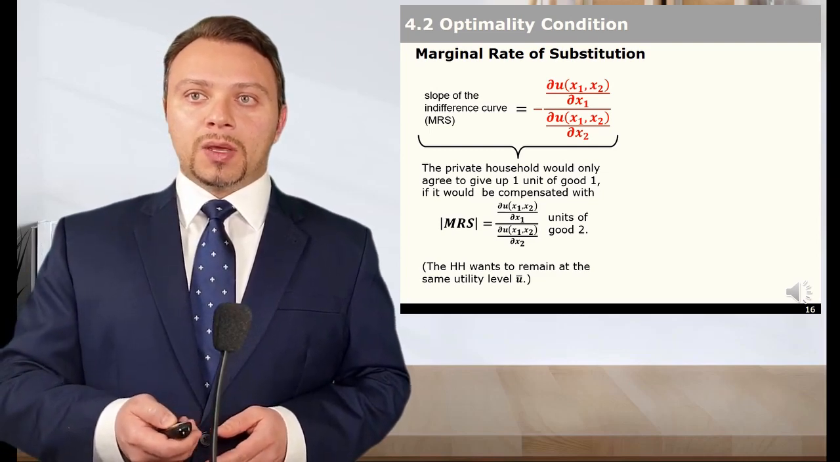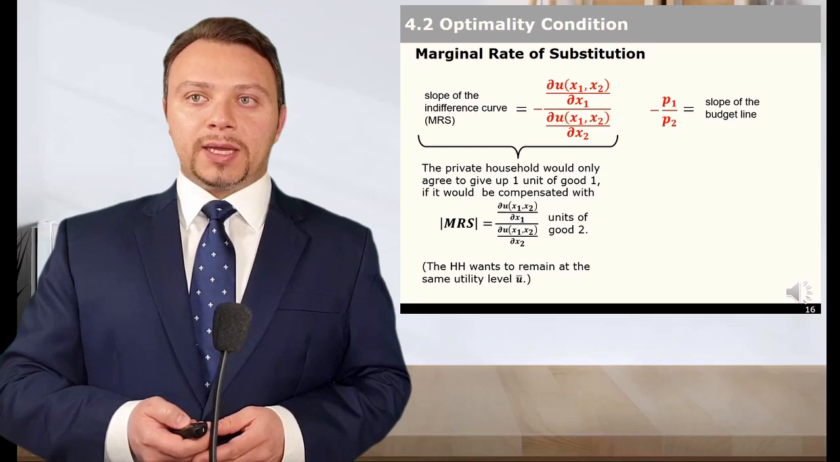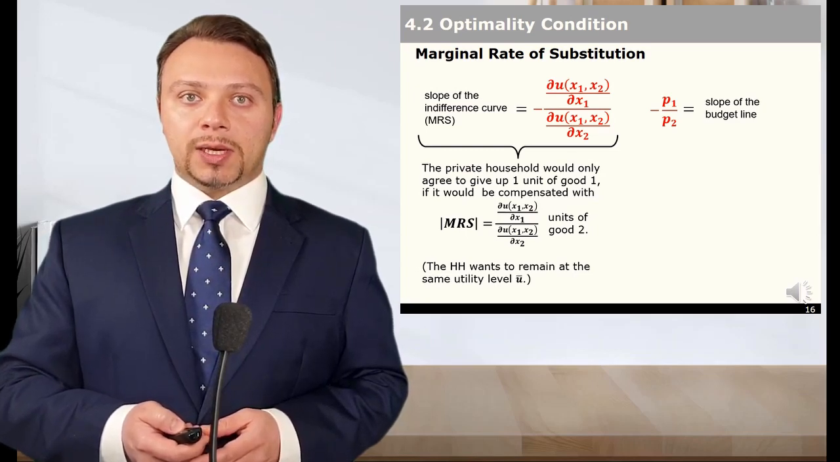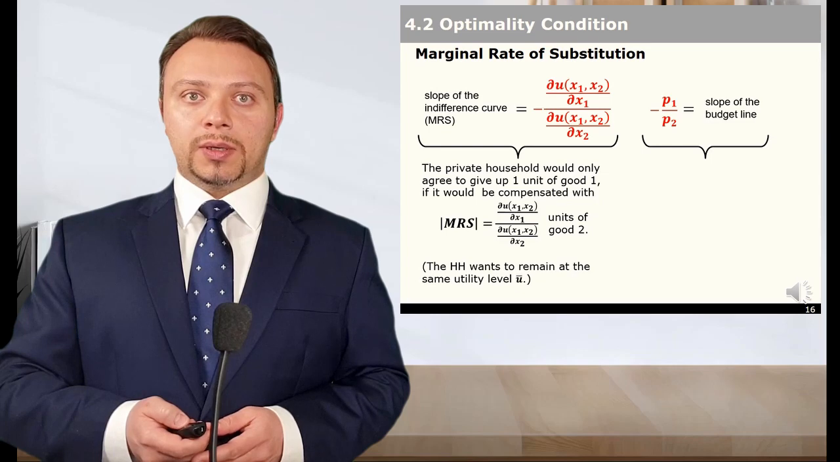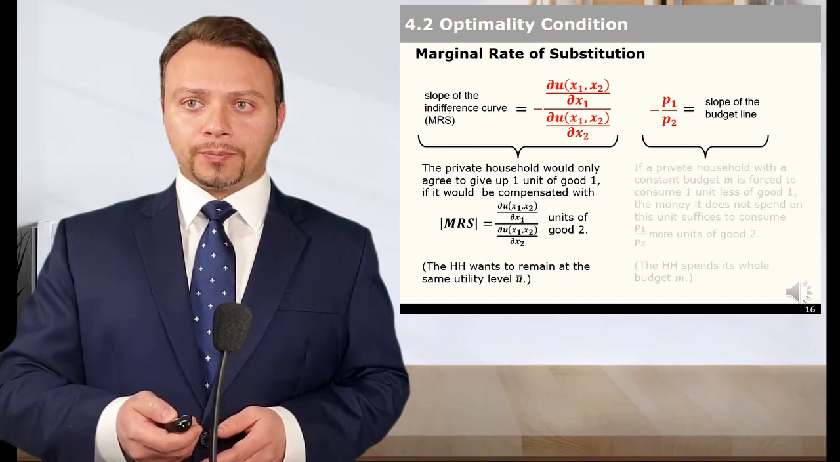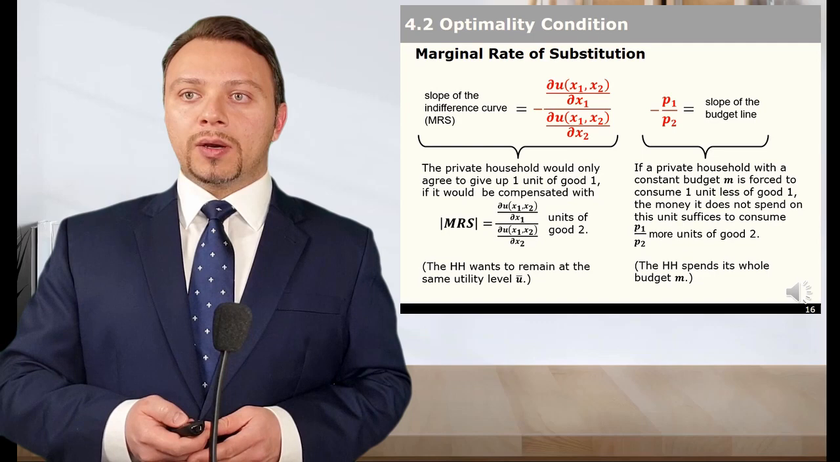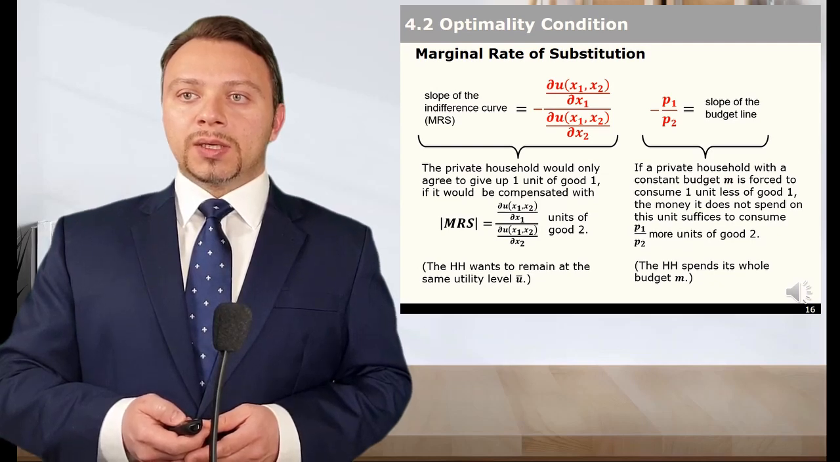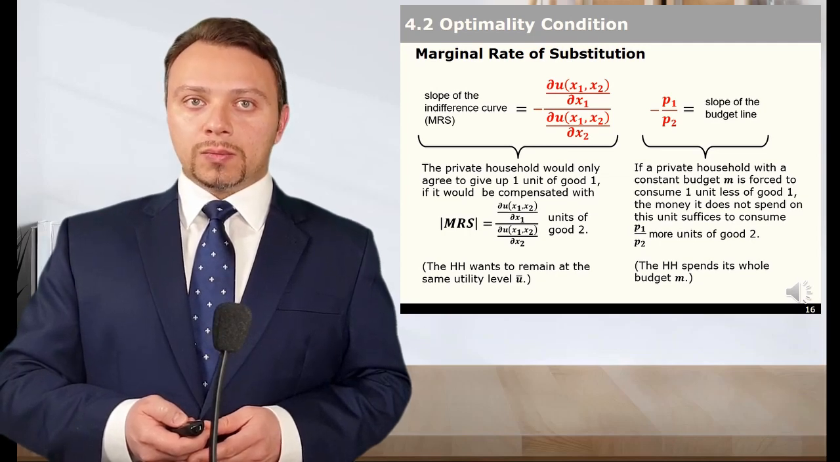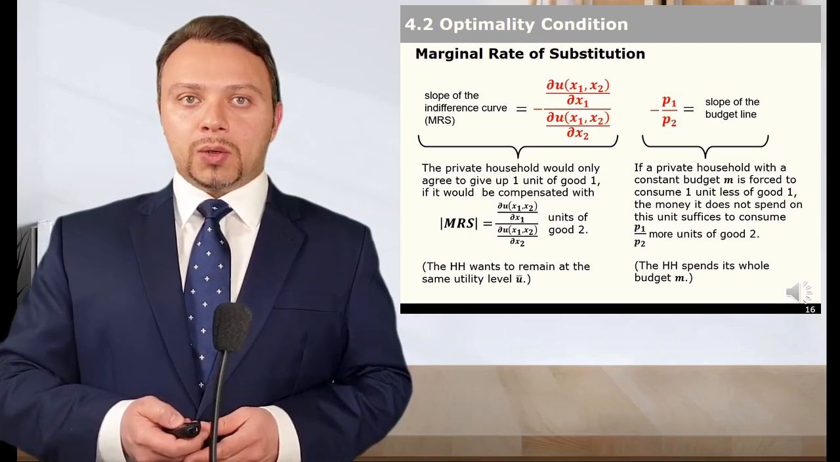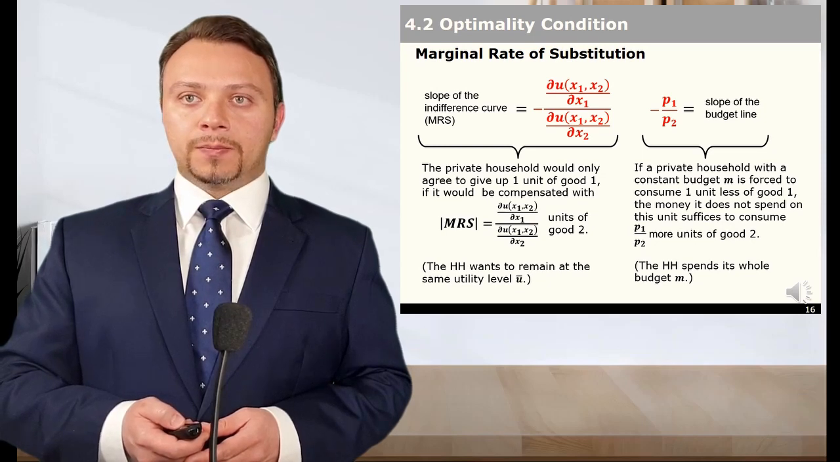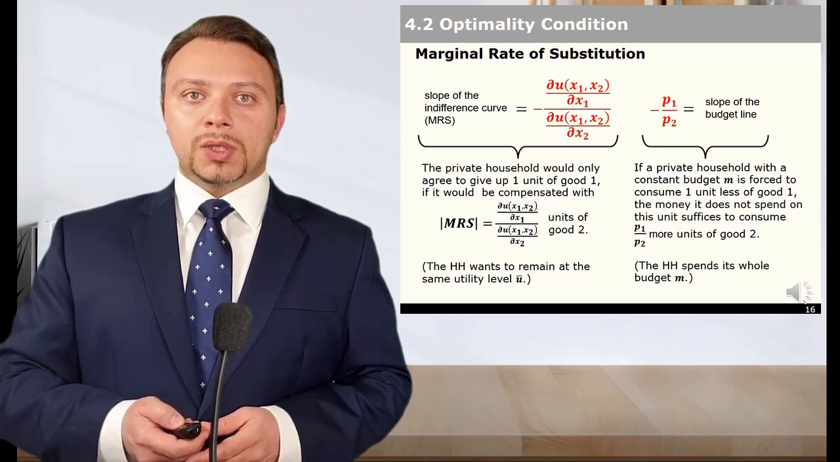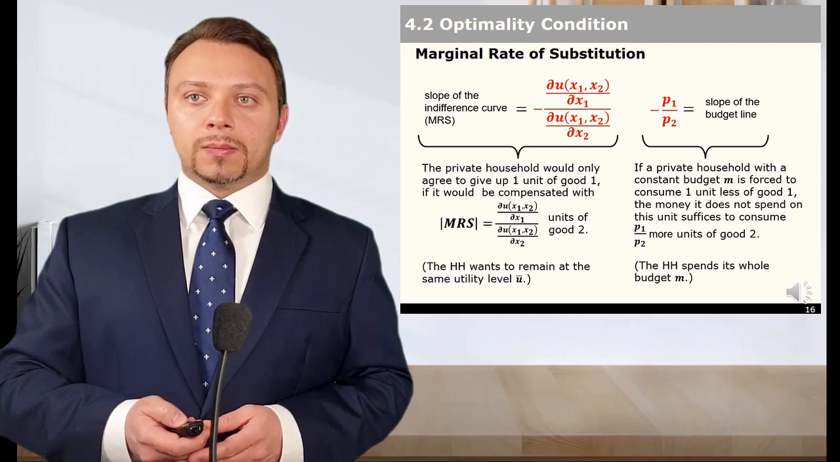On the other hand, of the optimality condition, we have the negative price ratio, which is the slope of the budget line. This has also an economic interpretation. If a private household with a constant budget M is forced to consume 1 unit less of good 1, the money it does not spend on this unit suffices to consume P1 over P2 more units of good 2. Here, the household spends its whole budget M. Now, in the optimum, these two terms must be equal.